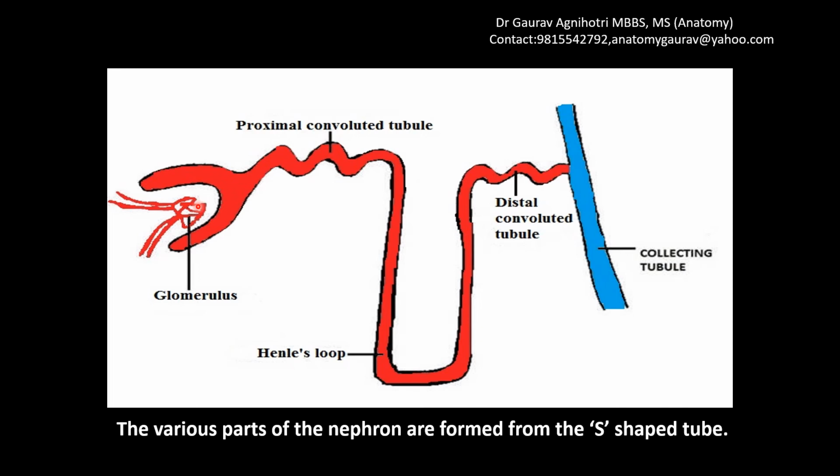So the metanephros is giving rise to the excretory component of the kidney, that is the nephron, while the collecting part of the kidney is formed from the ureteric bud. Here we have the different parts of the nephron: proximal convoluted tubule, Henle's loop, the distal convoluted tubule. They are formed from metanephros, while the collecting tubule here is formed from the ureteric bud.